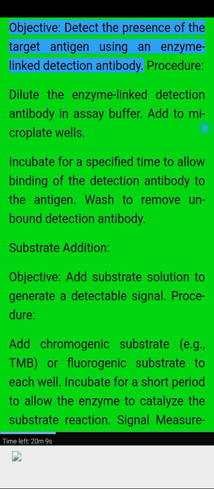Detection. Objective. Detect the presence of the target antigen using an enzyme-linked detection antibody. Procedure. Dilute the enzyme-linked detection antibody in assay buffer. Add to microplate wells. Incubate for a specified time to allow binding of the detection antibody to the antigen. Wash to remove unbound detection antibody.